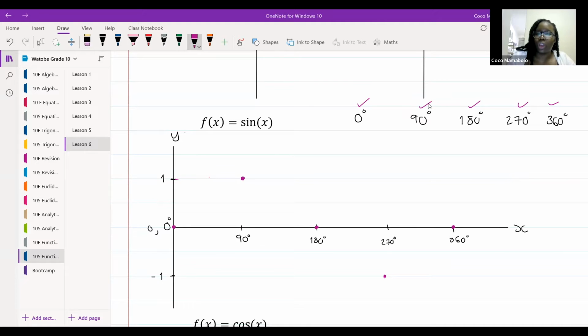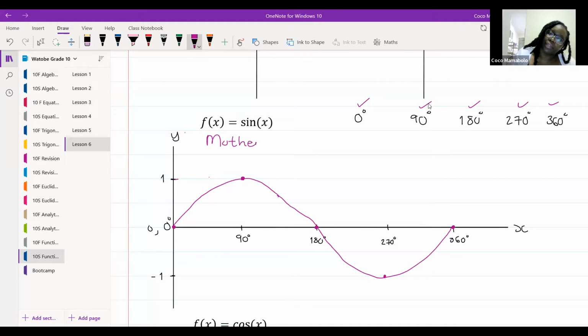All right, so we're going to connect the dots. Remember to curve your graphs, guys. Function graphs are never straight unless it's a straight line graph. Every other graph is going to curve. All right, there we go. And this that we've drawn over here is the mother graph of sine.